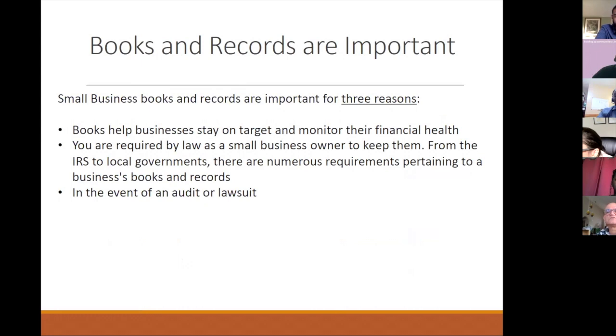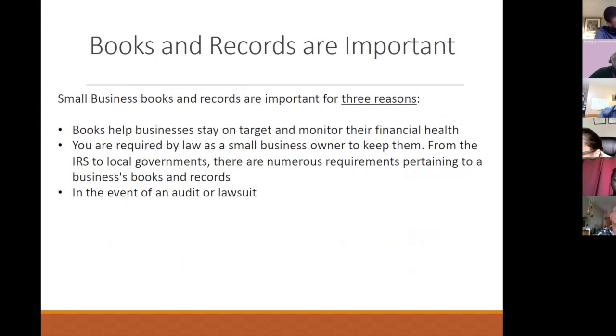And I think John mentioned all the good points, right? Why are books and records important? They help businesses stay on target and monitor their financial health. Second of all, you are required by law as a small business to keep them, right? So if you have an LLC, they ask for the Schedule C, or if you're a sole prop or even an independent contractor. Your Schedule C is basically your profit and loss statement.